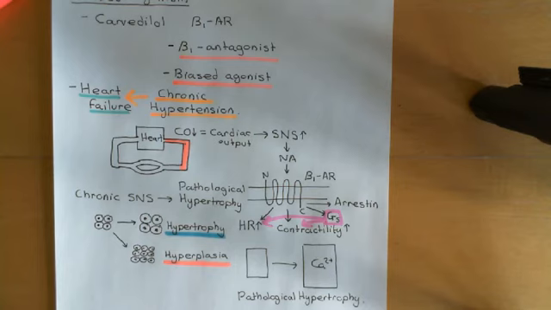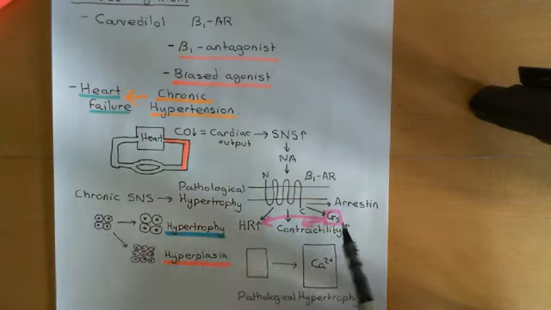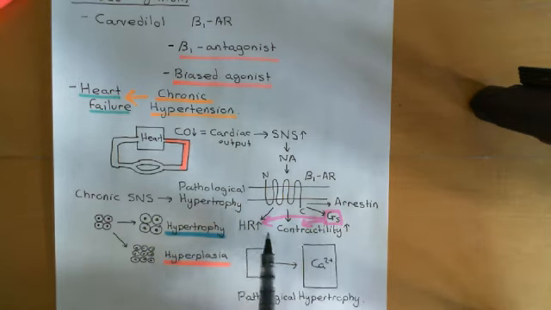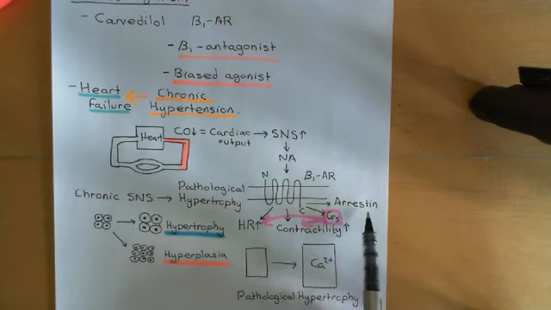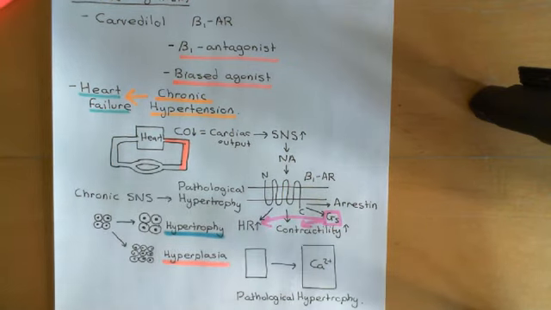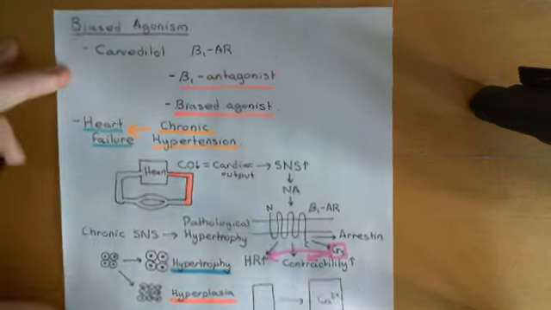Okay, so the ideal drug here would be one that stops the GS coupling, because the chronic high heart rate and the chronic high contractility is what seems to drive the pathological hypertrophy. So the ideal drug would be one that stops the GS cascade but does activate the arrestin cascade and causes the desensitization. And that, we think, is what Carvedilol does.